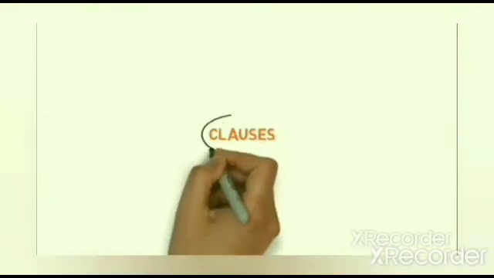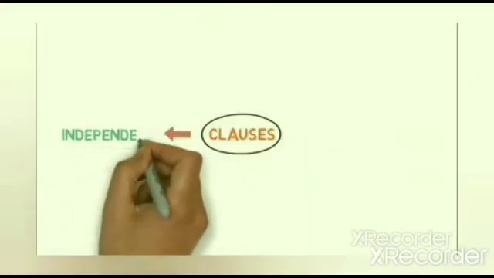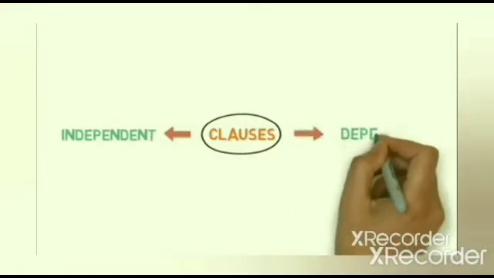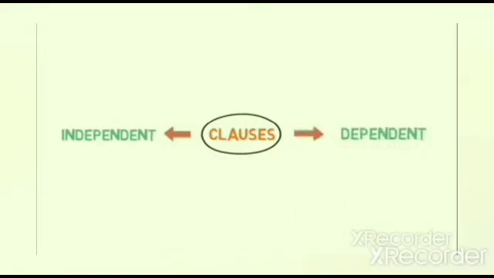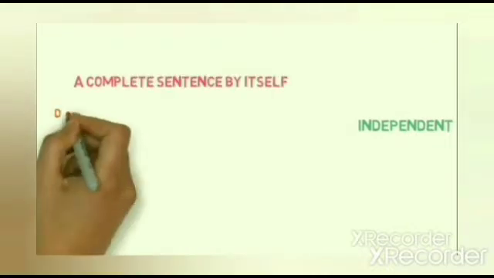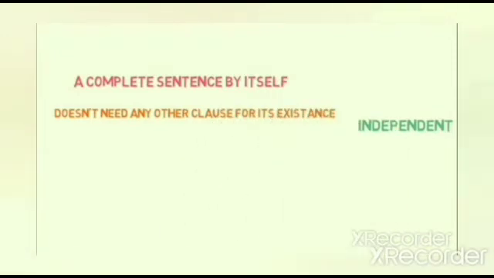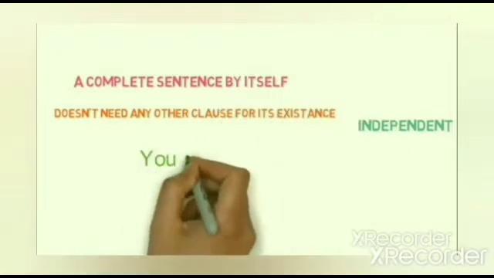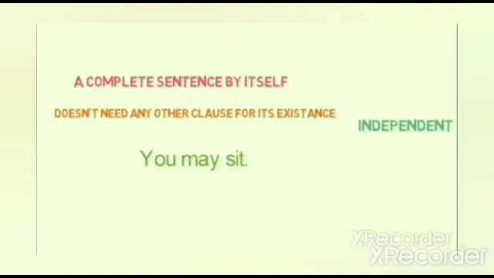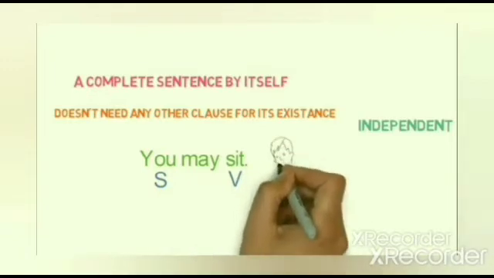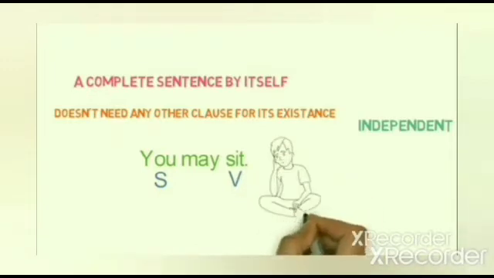Clauses are mainly divided into two parts based on their usage. It may be an independent clause or a dependent clause. An independent clause is actually a complete sentence by itself. It doesn't need any other clause for its existence. For example, you may sit. Here, you is the subject and sit is the verb, and the whole sentence is giving a complete thought by itself. So, it's an independent clause.